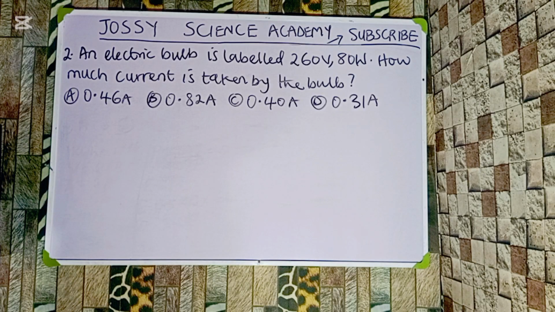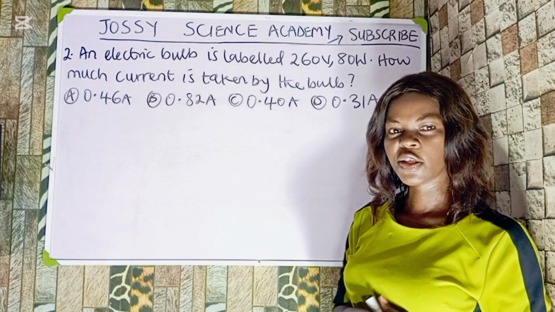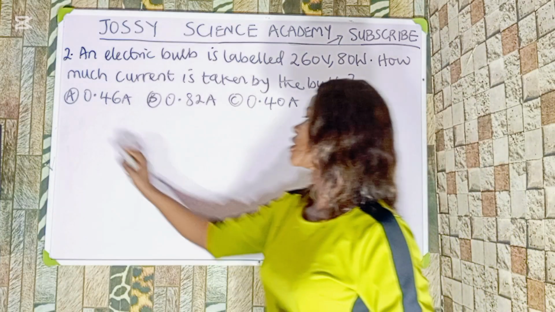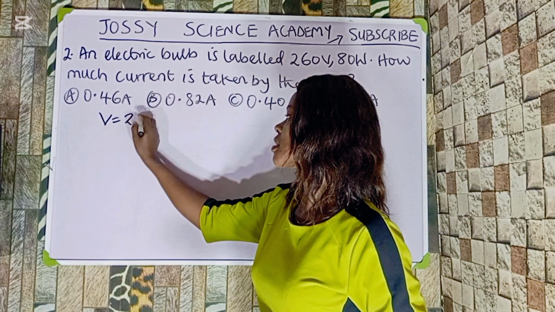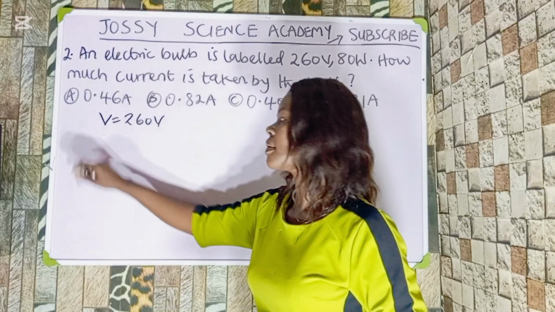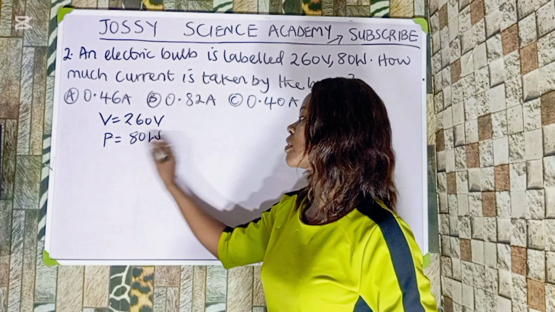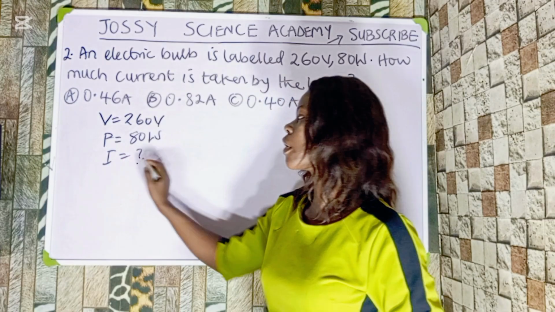An electric bulb is labeled 260 volts, 80 watts. How much current is taken by the bulb? Option A, 0.46 amperes. Option B, 0.82 amperes. Option C, 0.40 amperes. Option D, 0.31 amperes. By stating your parameters, you should know the formula we are going to use. So we have the PD as 260 volts. We have the power as 80 watts, and we are looking for current.